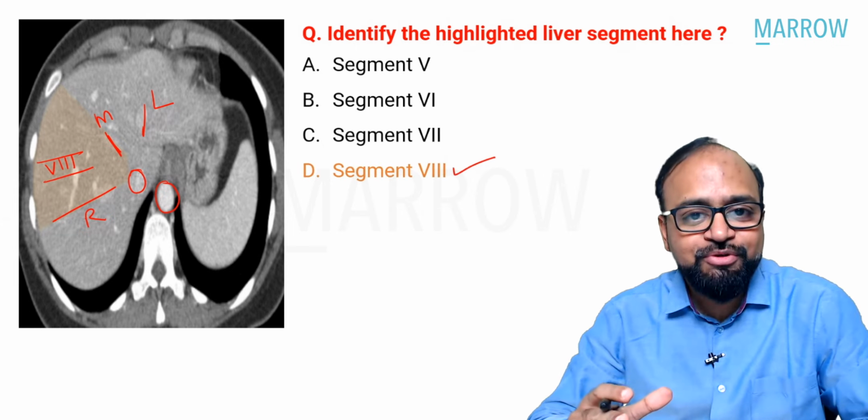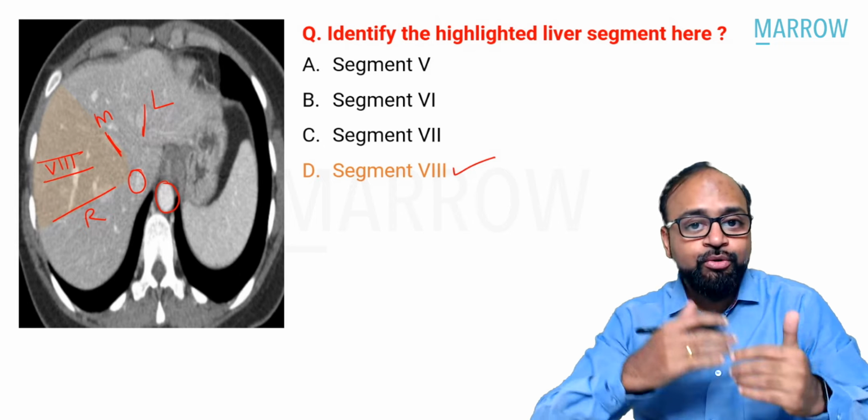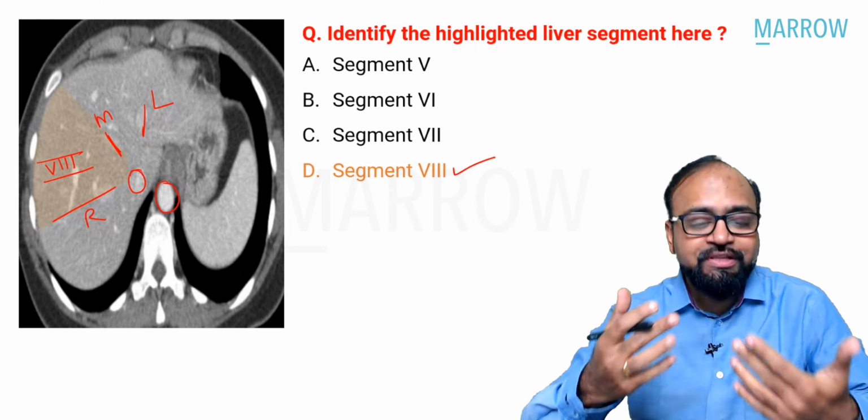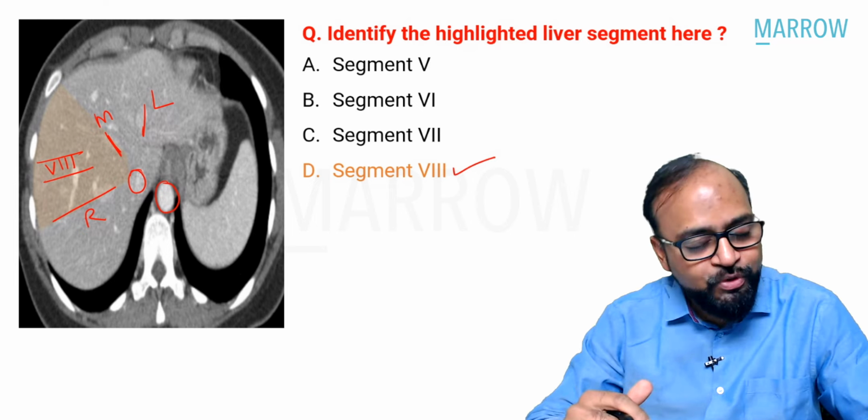So this was a question based on segmental liver anatomy with a little bit of practice. And if you try to identify the hepatic veins and portal vein, right? This is something that will help you demarcate the various segments well.